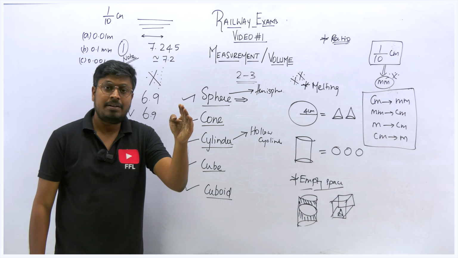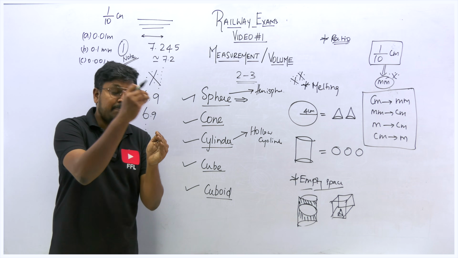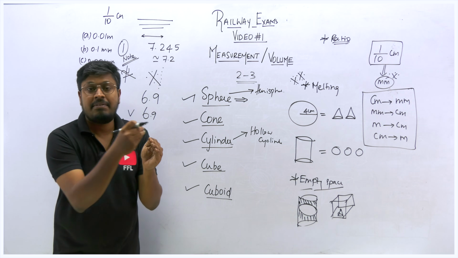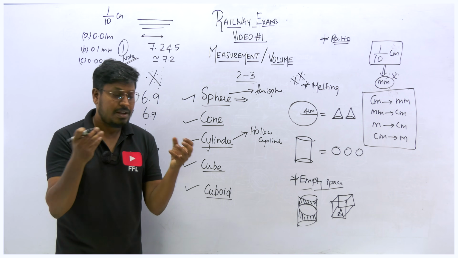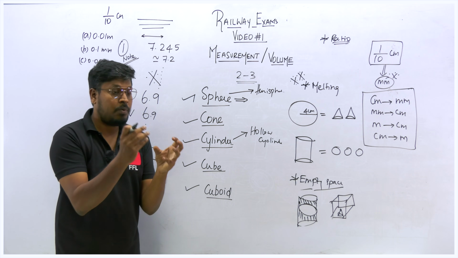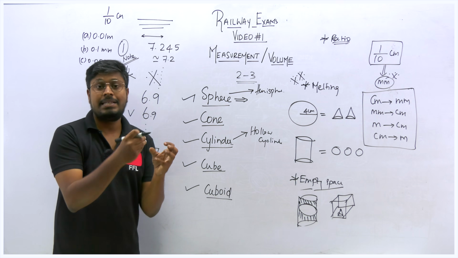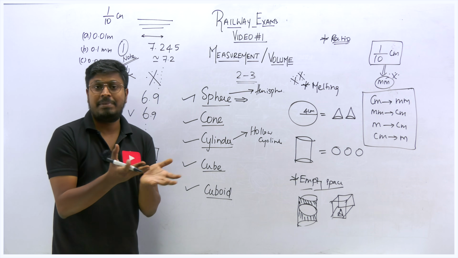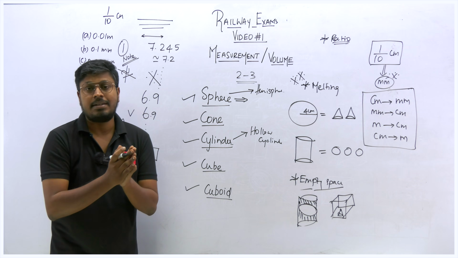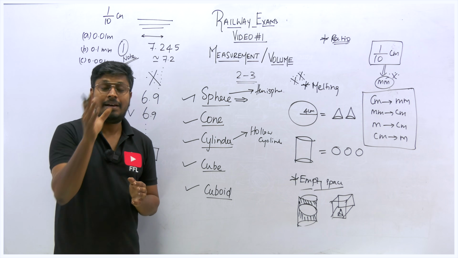If you take a sphere, in the sphere concept, what are all the questions they have asked in the railway exams? Once you read that question, you can understand what kind of question they have asked, how much the level of the question is, whether it is easy or hard, and whether we can solve it or not. By just seeing the PDF file itself, you can understand it. So after learning all the formulas, write the test.